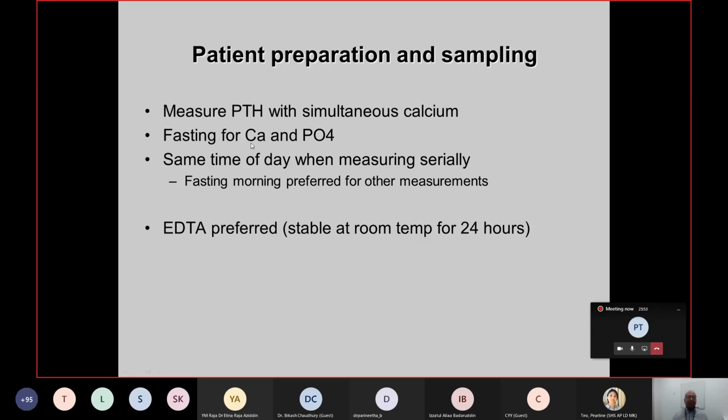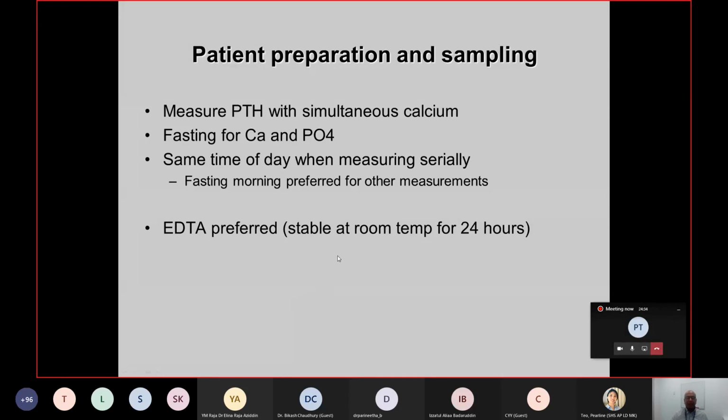Ideally, patients should be fasting, because food has an effect on calcium and phosphate, and therefore to some extent on PTH. There's some diurnal variation, so generally we say measure them in the morning in the fasting state when it's done in an arranged measurement. Of course, in a sick patient who presents to the casualty, sometimes you have to do these measurements whenever the patient presents.